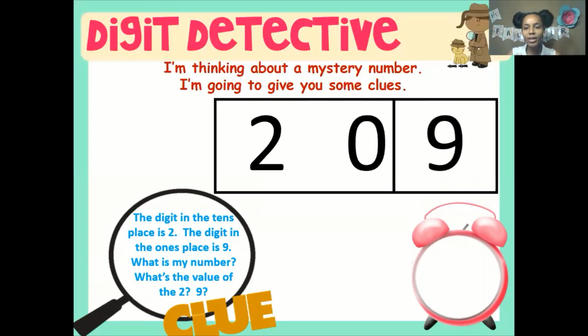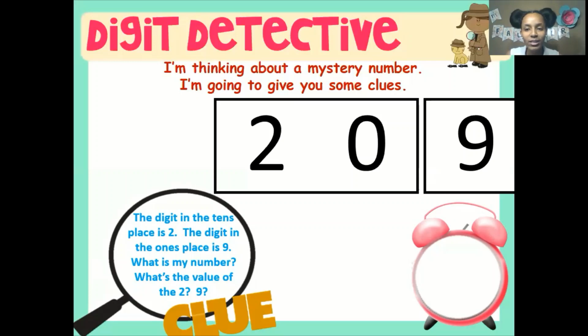If you guessed 20, then you're right. What's the value of the 9? Right, 9 or 9 ones. Go ahead and give yourself 10 brag bucks if you got that right, or minus 10 brag bucks if you got that wrong. And if you got it wrong, it's okay. We still have a chance to earn 90 more brag bucks.